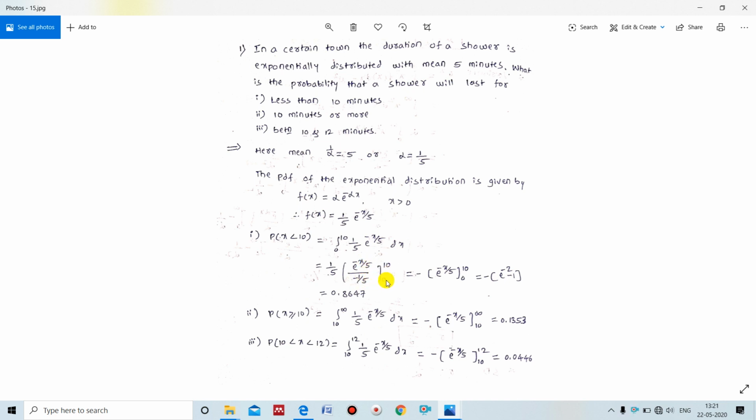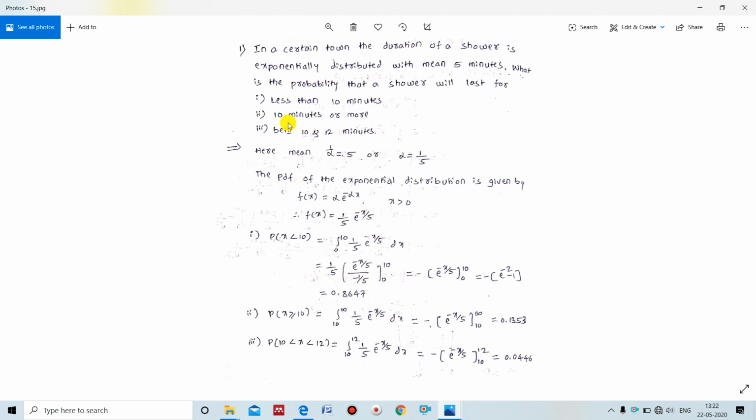The limiting points are 0 and 10. Put the upper and lower limits. Here the 5s cancel, and we get minus e raised to minus x by 5 from 0 to 10. Putting x equal to 10, we get e raised to minus 2. Putting x equal to 0, e raised to 0 is 1. On simplifying we get 0.8647. The probability that the shower will last less than 10 minutes is 0.8647.